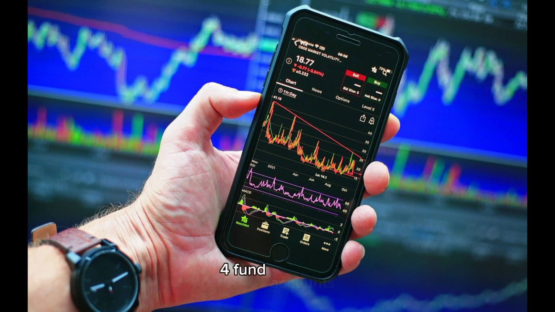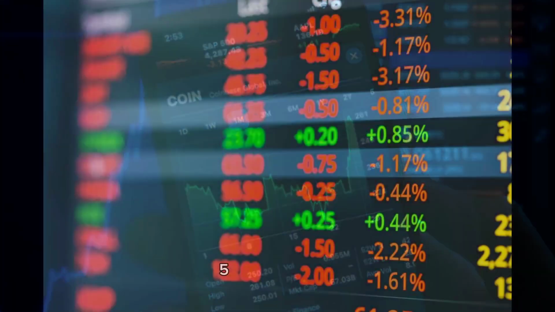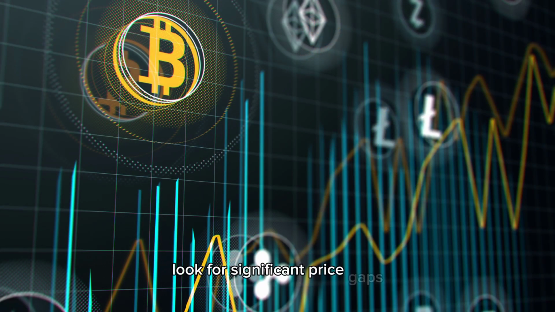4. Fund accounts. Deposit funds into each exchange. Be mindful of deposit and withdrawal fees. 5. Monitor prices. Use trading tools and bots to track prices in real time. Look for significant price gaps.